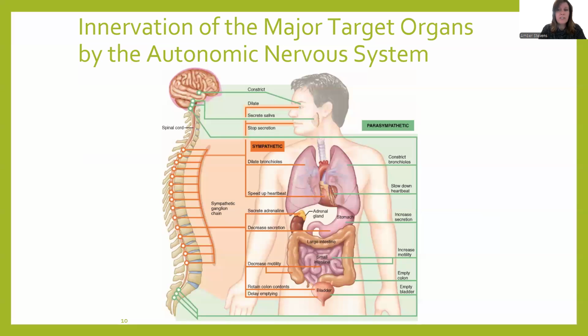So in this figure, it shows the innervation of the major target organs by the autonomic nervous system. The sympathetic pathways are highlighted with the orange, and the parasympathetic pathways are highlighted in the green.